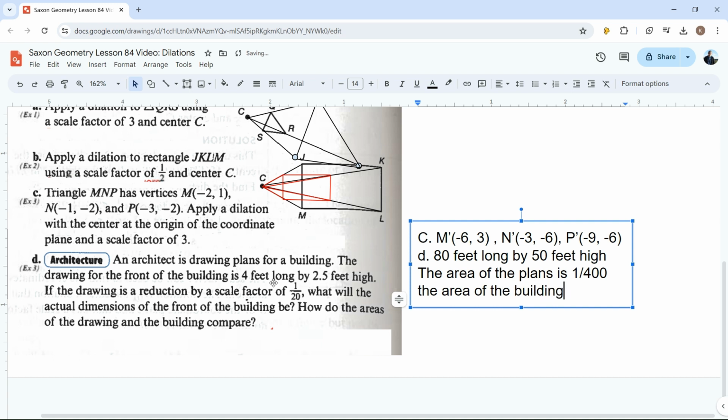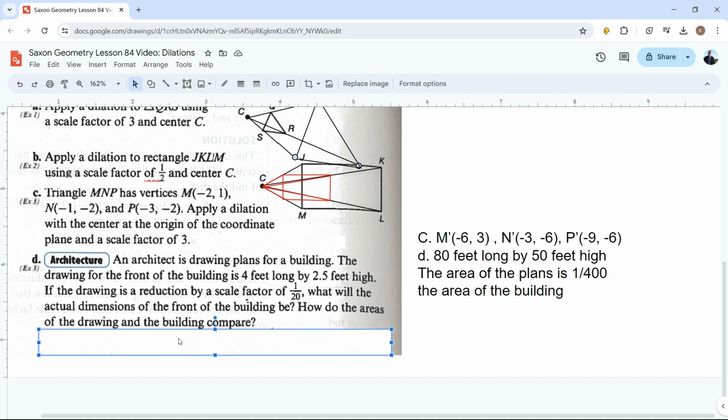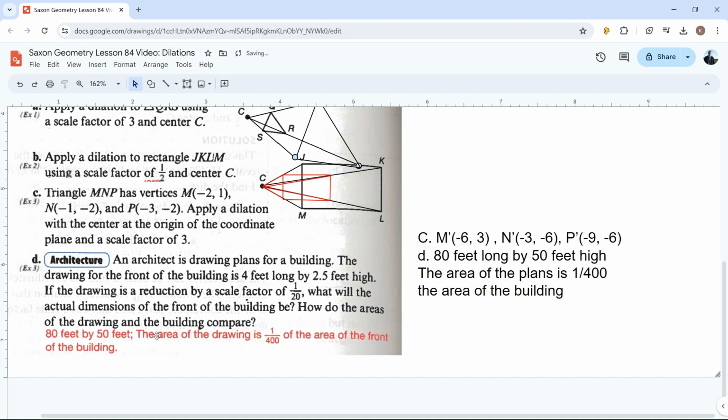It's the scale factor for one dimension times the scale factor for the other dimension. Since they're the same, I just take 1/20th times 1/20th. And that is how you work these problems. Let's just double check that I got those right. 80 by 50, 1/400th. All right, you are ready to work the problems for next time.